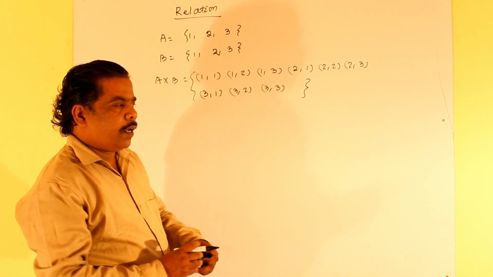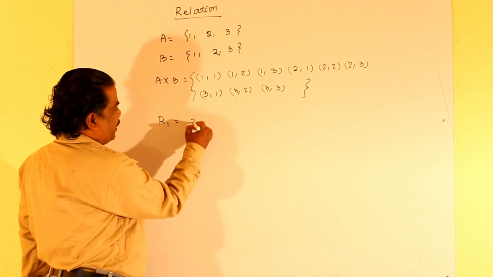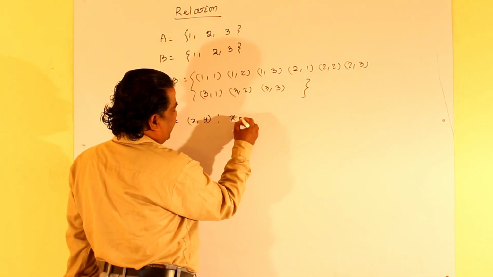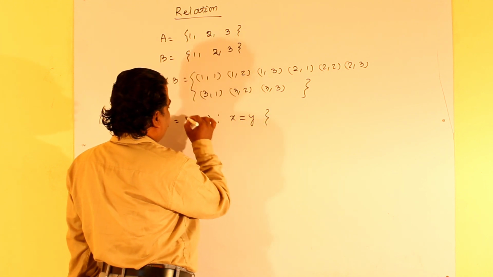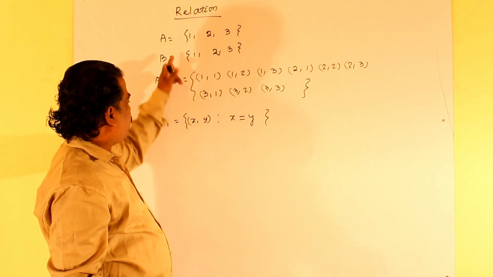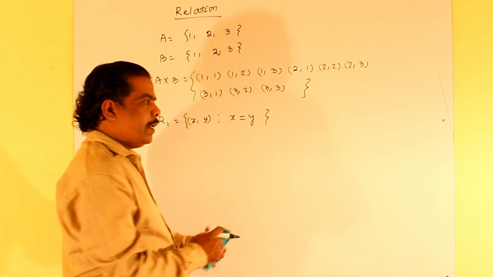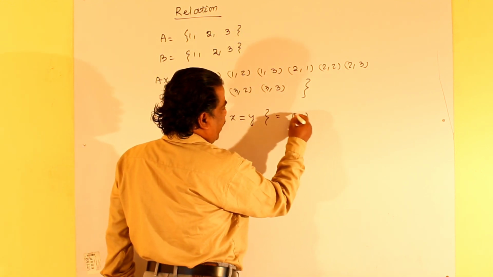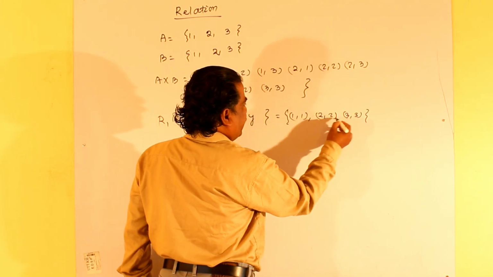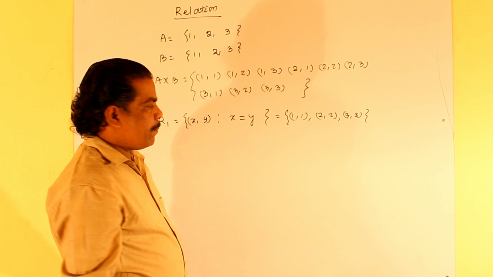Let's take an example of a relation R1. R1 is a relation such that R1 = {(x, y) such that x is equal to y}, where (x, y) belongs to A cross B, x belongs to A and y belongs to B. Now here we find (1,1), (2,2), (3,3). These pairs satisfy the relation R1.